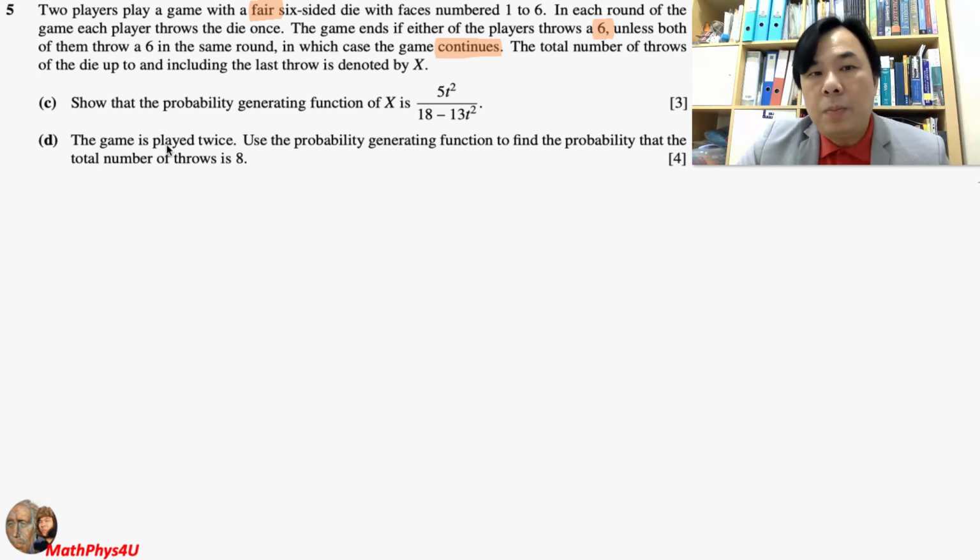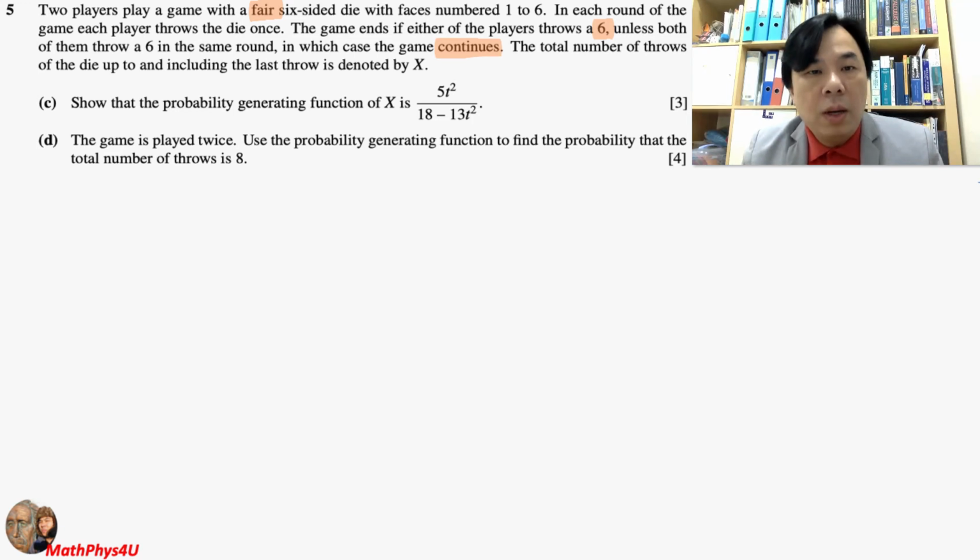Here the game is played twice. Use the probability generating functions that we have obtained previously to find the probability that the total number of throws is 8. Okay. Now, first of all, we do make assumptions that the two games are independent of each other, so they don't influence each other in the game.